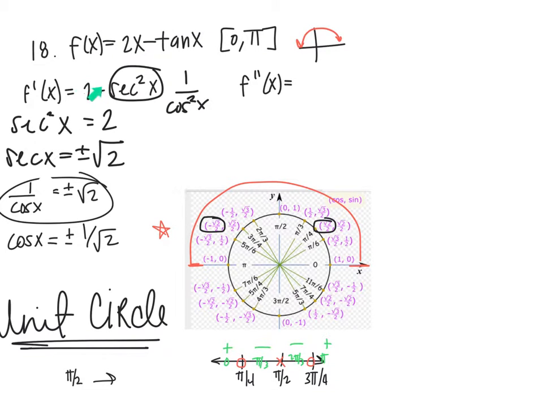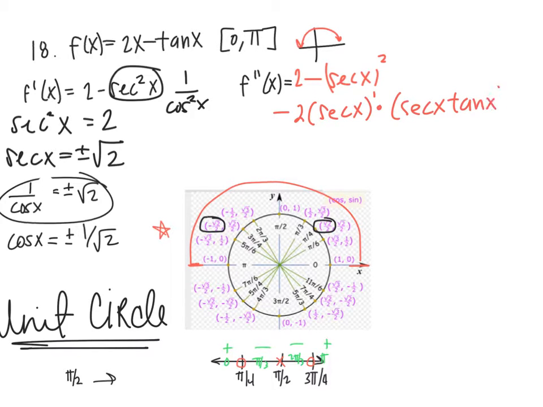So we're looking at 2 minus secant squared x. So we've got to do a chain rule with some trig. Bring down that, we're going to rewrite this as 2 minus secant x squared. Derivative of 2 is 0. So the second derivative is going to be negative 2 times secant x to the first power times the derivative of secant, which is secant x tan x.